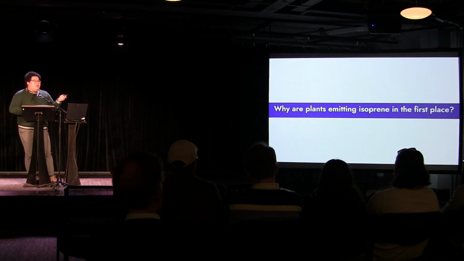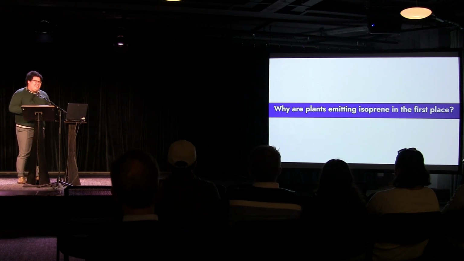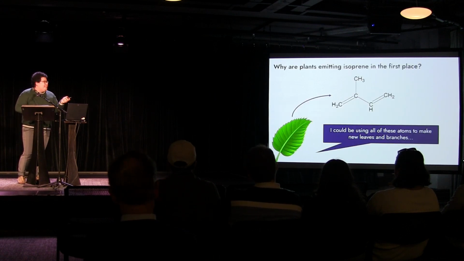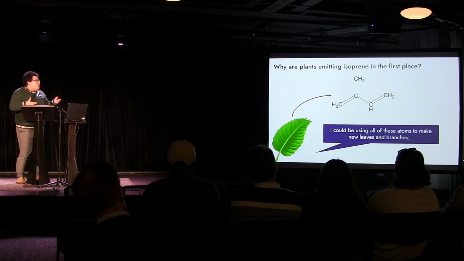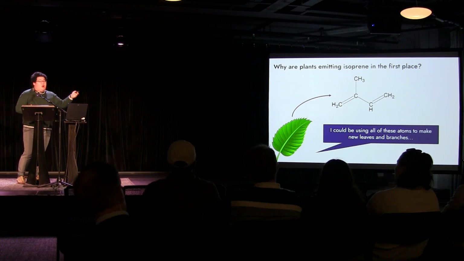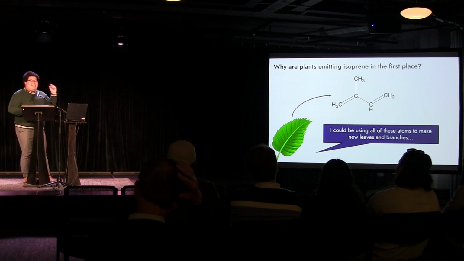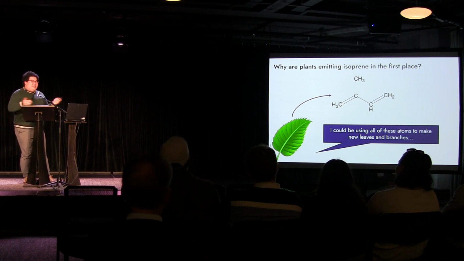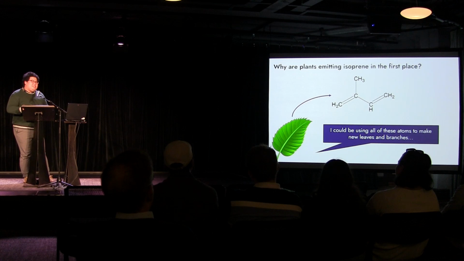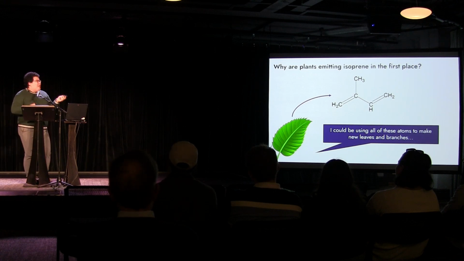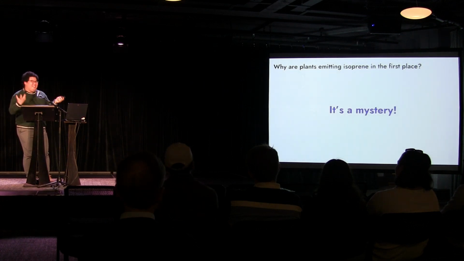And so now you're probably thinking, why are the plants emitting isoprene in the first place? And that is a really good question, because if you think about it, these plants are emitting large quantities of this molecule, and all of this carbon they could be using for literally anything else. They could be using this carbon to create new leaves, new branches, maybe new roots, all that fun stuff. And so perhaps there has to be this evolutionary reason why plants are emitting this isoprene in the first place. And I guess spoiler alert, it's a mystery, unfortunately.